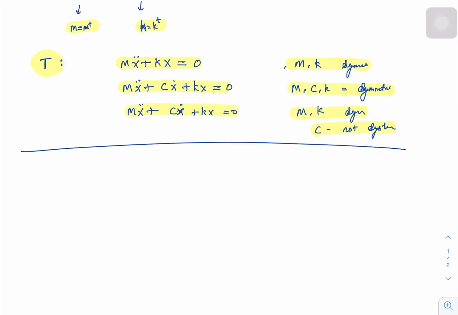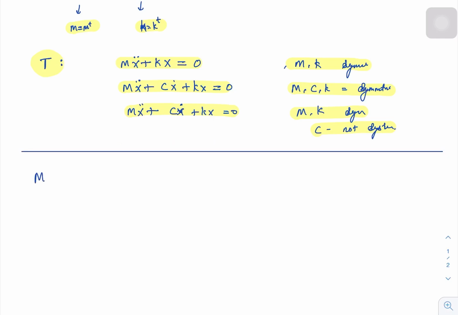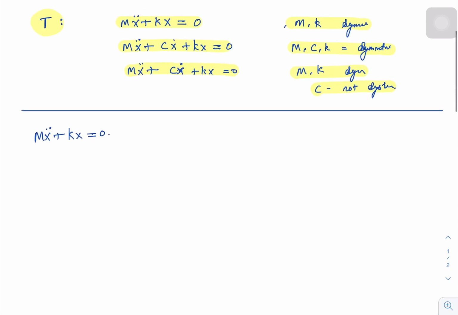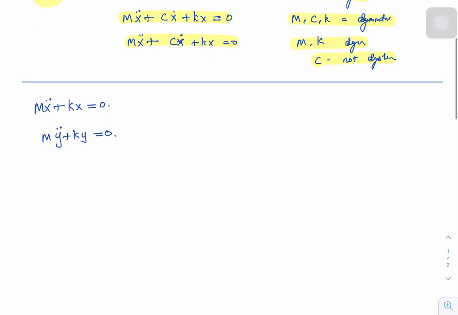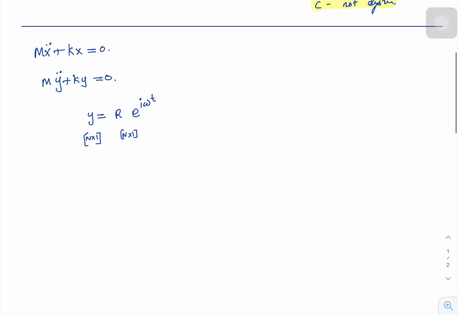So m x double dot plus k x equal to 0. For my convenience, I am writing it as m y double dot plus k y equal to 0. Here this y will be a harmonic function, so I am writing it in this form, where r is also an n into 1 vector. So here r and omega are unknowns.